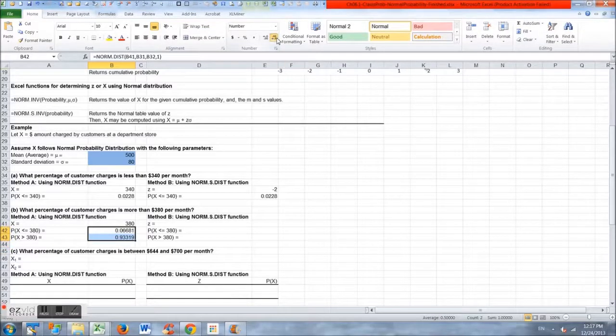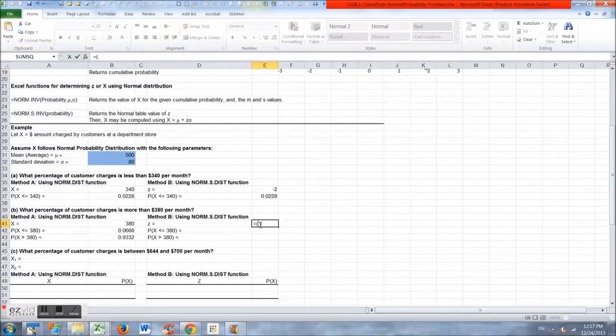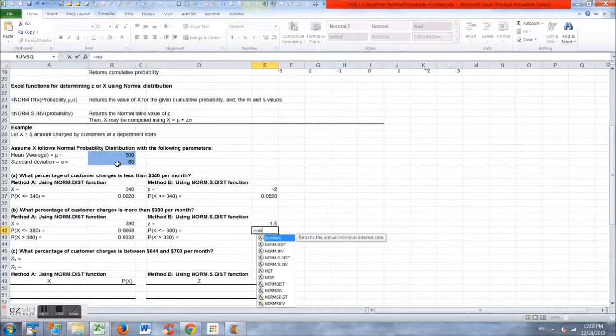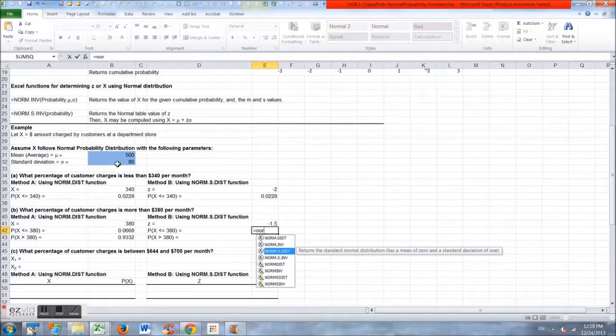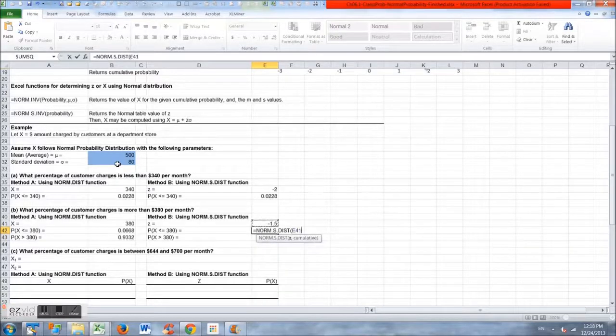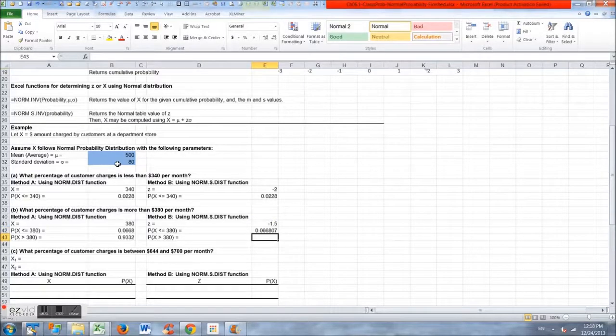Now we can do the same thing using the norm.s.dist function, for which we have to calculate the z by ourselves. So z is x minus the mean mu divided by the standard deviation, 80. Now we can use norm.s.dist, z, comma, 1, and once again remember this is cumulative probability, so the final answer is 1 minus that cumulative probability.